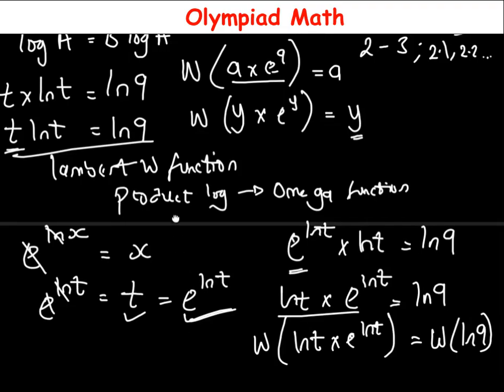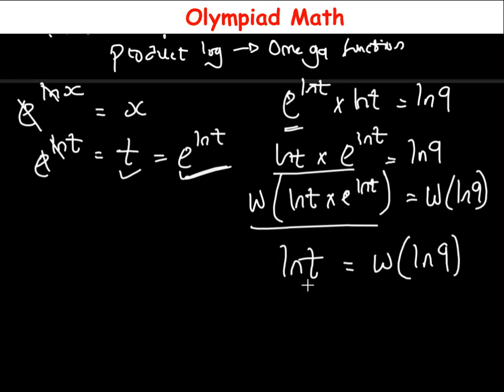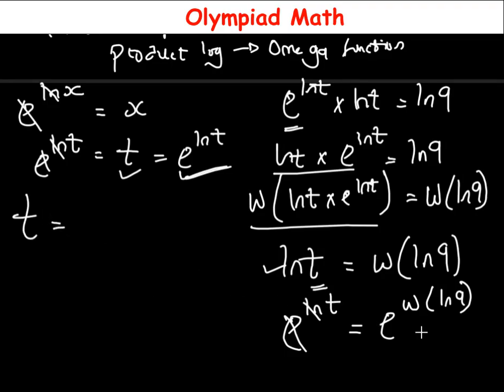So, to solve for t, if you apply the Lambert W function on ln t times e to the power of ln t, what you have is ln t is equal to W of ln 9. To then solve for t, we're going to eliminate this ln. To eliminate it, we bring in e to both sides of the equation. So e to the power of ln t is equal to e to the power of W of ln 9, so that e cancels ln and t stands alone. So t is equal to e to the power of W of ln 9. And this is the value of t.